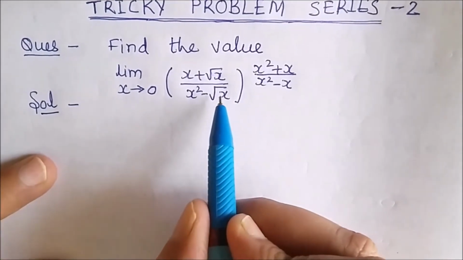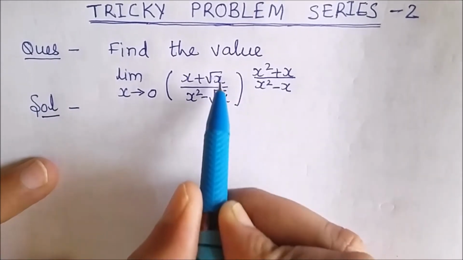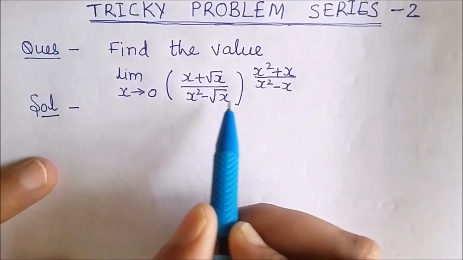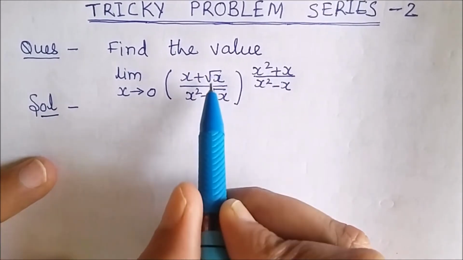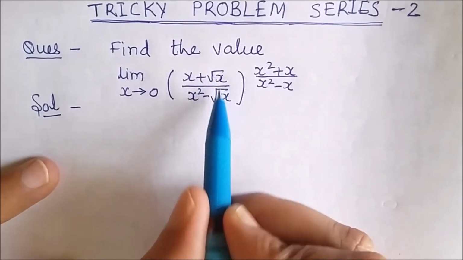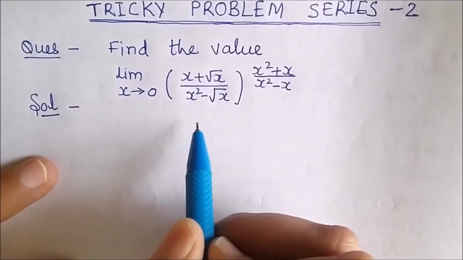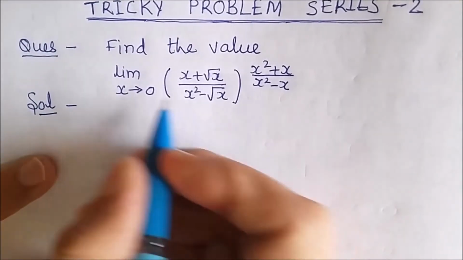By looking at the problem, clearly you can see that something is common in numerator and denominator, in the power as well as in the base function. So let us find what is that. Clearly you can see that root x is common here. So I will be taking that root x outside the brackets.